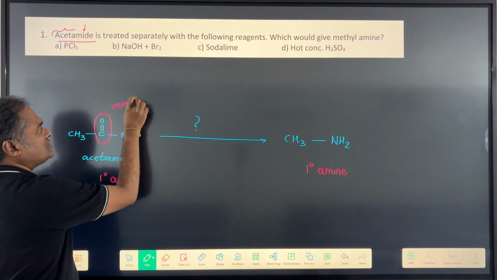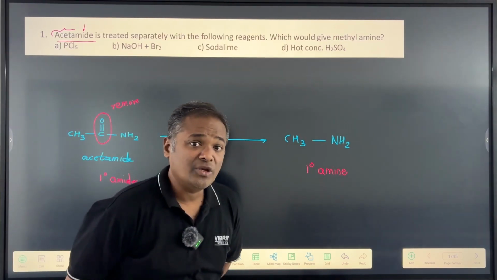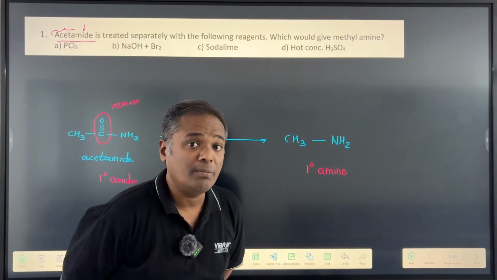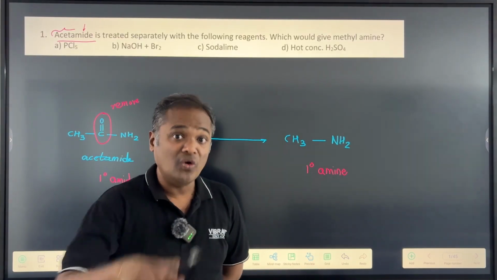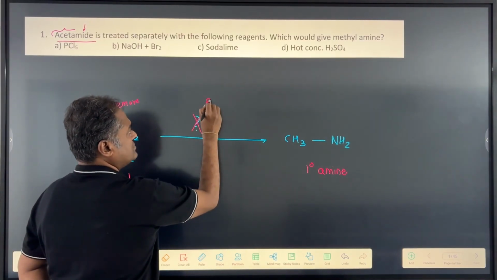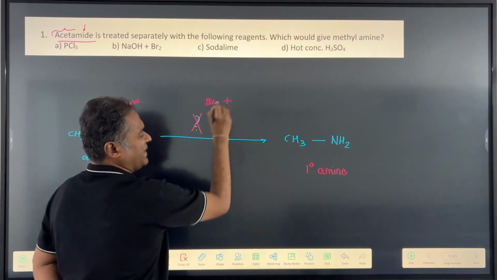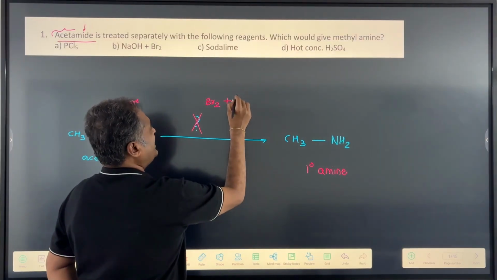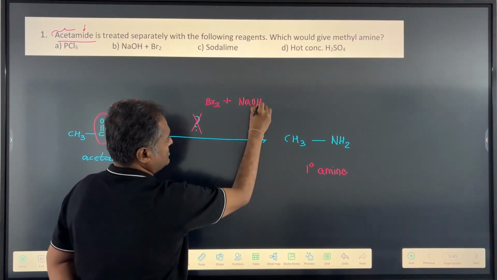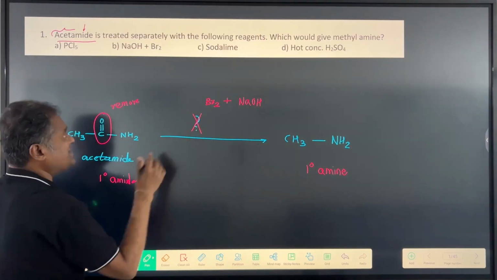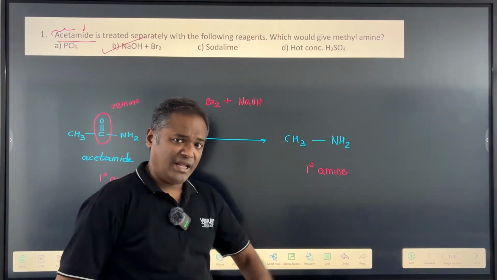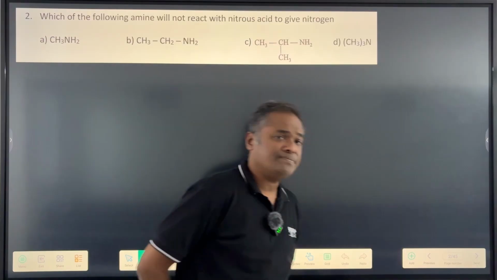I think you remember one of the reactions where your one carbon atom becomes less. That reaction is known as Hofmann bromamide degradation, where the reagent used is halogen, and along with that you require a base. It can be either KOH or NaOH. So as per our discussion, the correct answer for this MCQ is option B. Is it clear? Let's move to the next question on the screen.